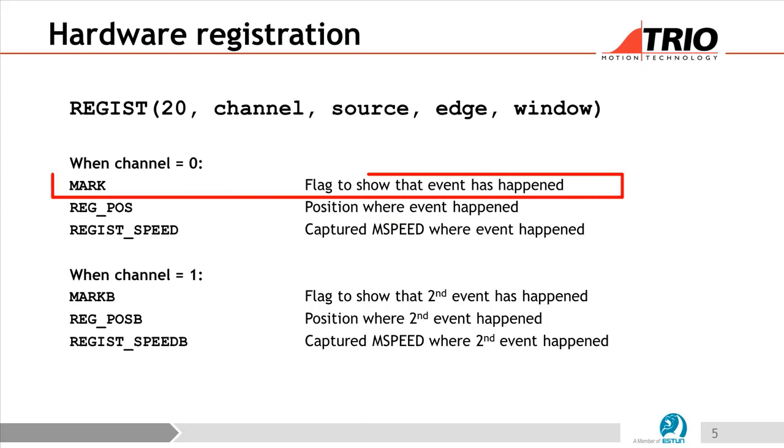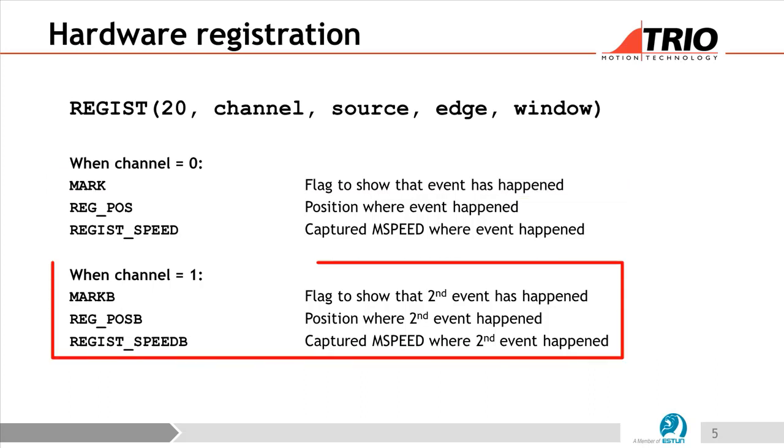Mark is simply a flag that shows you that it's happened when the rising edge or falling edge occurs. And then if the channel number is 1, you've just got a B on the end of all of those, so it just gives you the ability to do the second channel.